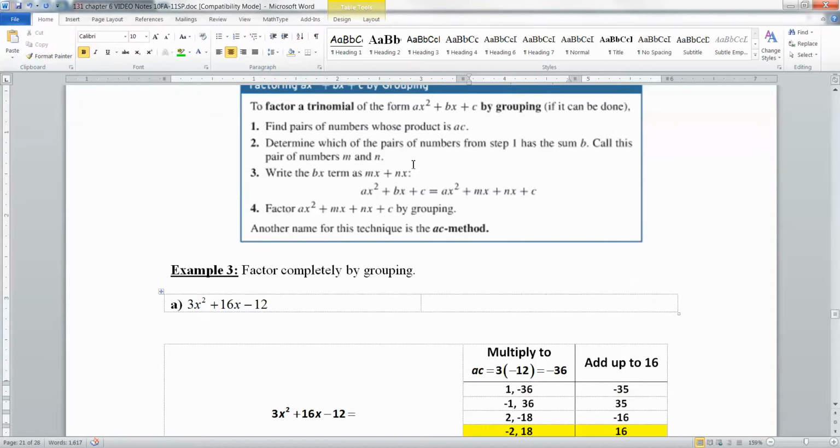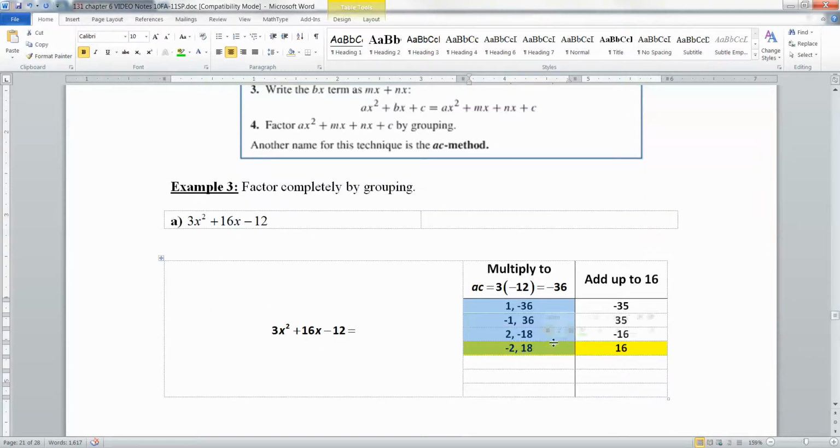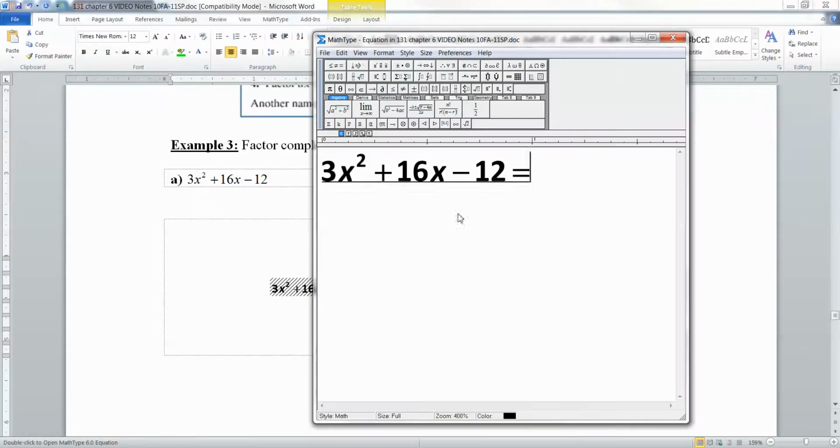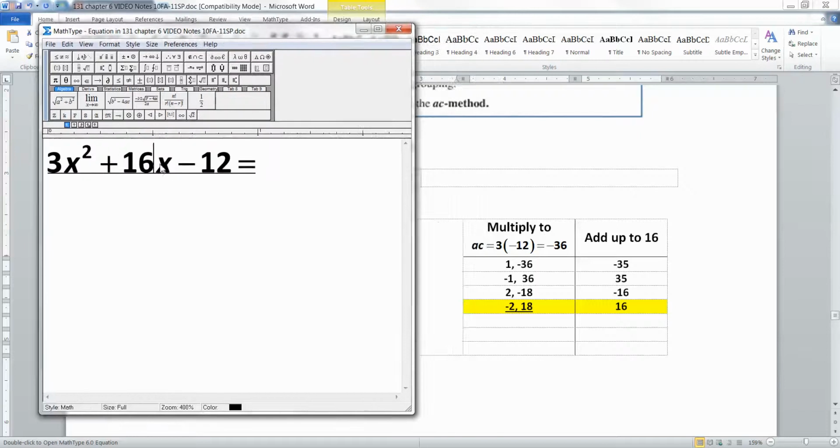Okay, so you take A times C, that's step 1. Find A times C. You find all the products of A times C, and then you figure out which ones will add up to 16. Now, what you're going to do is take these two numbers, negative 2 and positive 18, and break up that middle term right there. See where it was 16x? You're going to break it up into 2 pieces. You're going to make it negative 2x plus 18x.